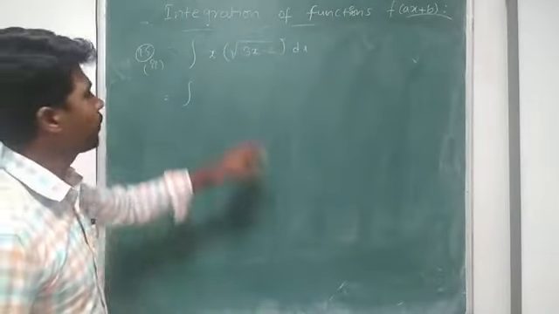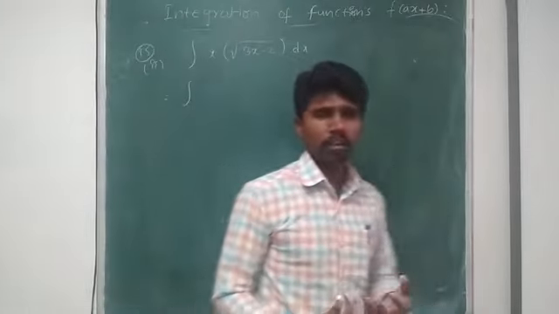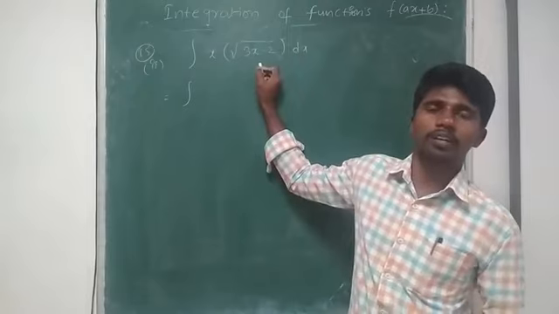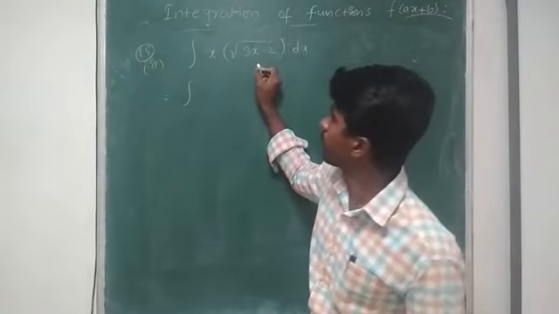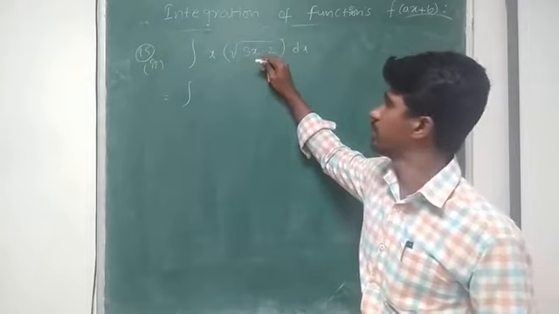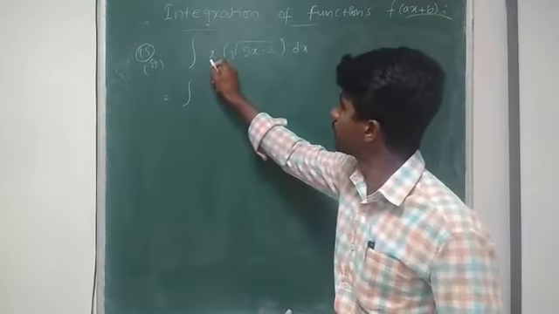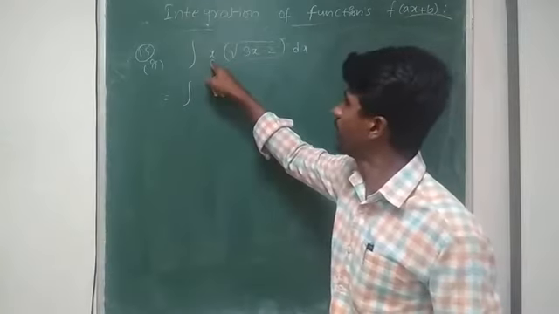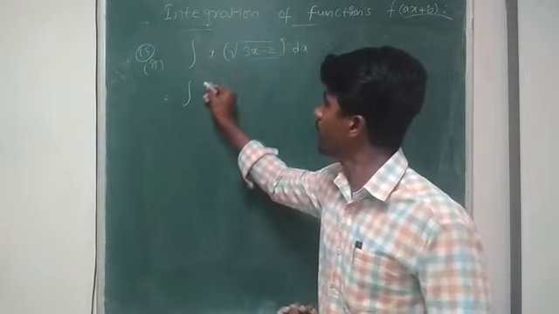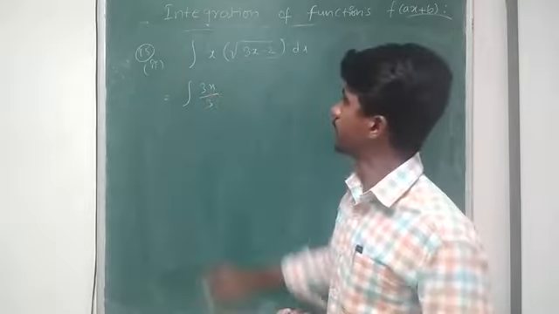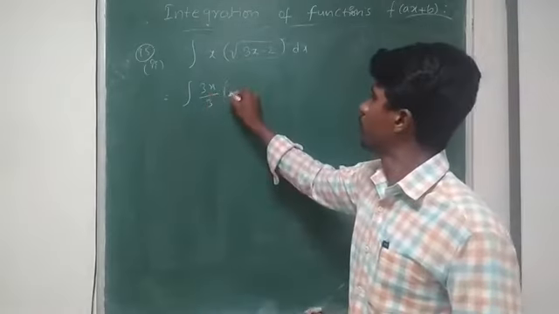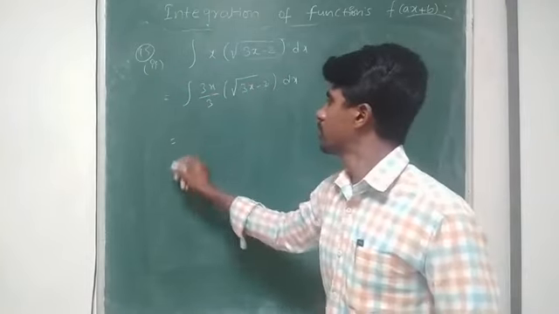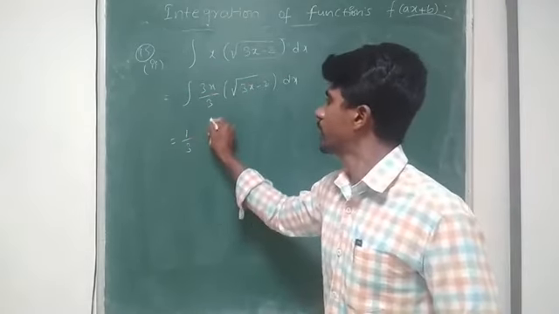It is in product form. Whenever we have a product form, first we have to convert the product form either into a sum or a difference. How to do that? We have to get this particular thing in this form. For that purpose, I have here x, I should get 3x. So multiply and divide by 3, 3x by 3 into root of 3x minus 2 dx. So 1 by 3 I can take outside.